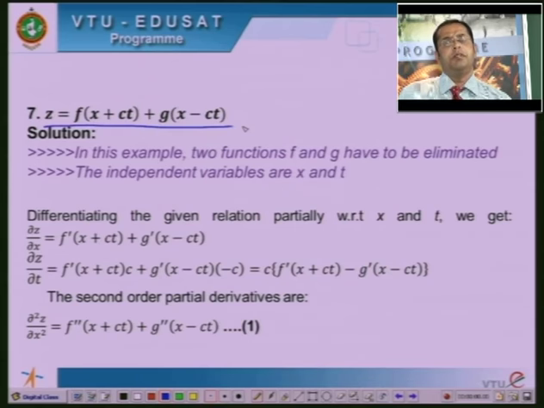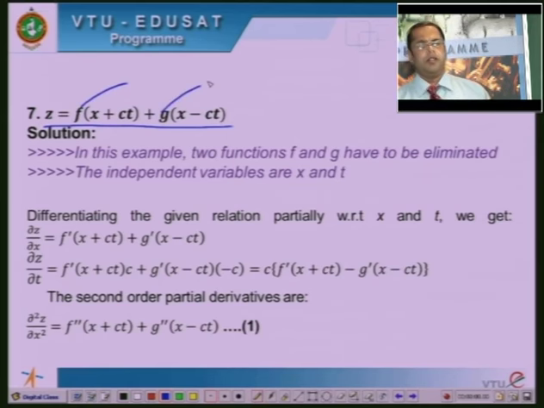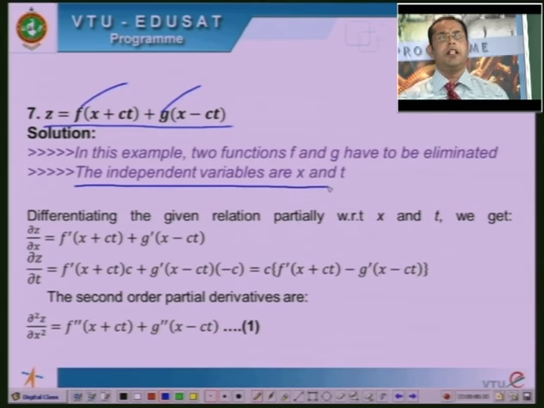Now friends, do you observe any change in the variables in this? Of course, this example also contains two arbitrary functions f and g. So again you should get a PDE of order 2, but observe that the independent variables are not x and y, but x and t.